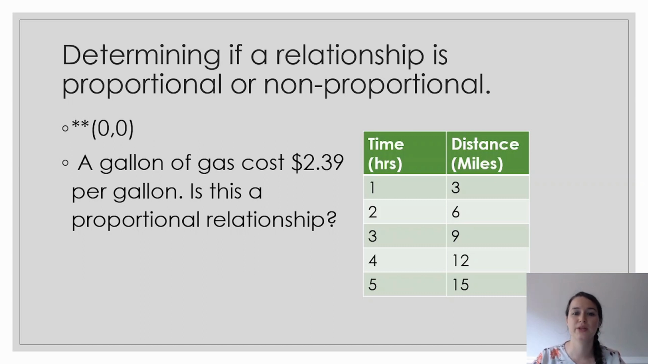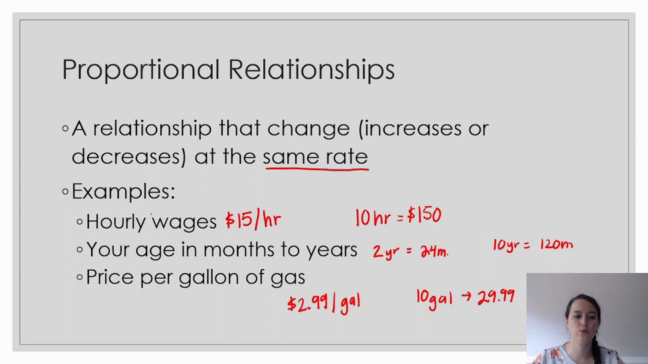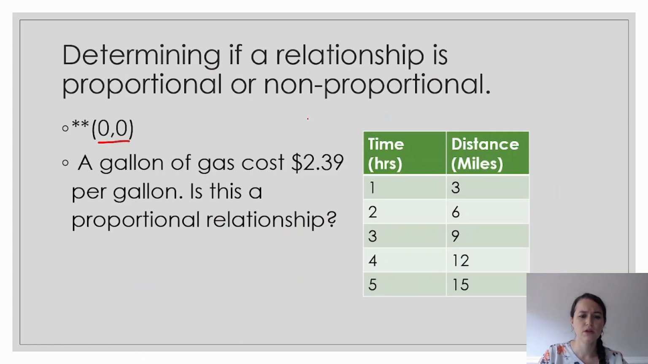So we wanna determine if these two relationships are proportional or non-proportional. So let's talk about 0, 0 though. When you have a proportional relationship, that means when one value is zero, the other value needs to be zero. So if I go back to this slide here, if I work 0 hours, that means I've made $0, right? For my age, if I am 0 years old, then I'm 0 months old. Remember, that's just on your birthday itself. And price per gallon, if you get 0 gallons of gas, that's gonna cost you $0 because you haven't bought anything, okay? So they need to be 0, 0.